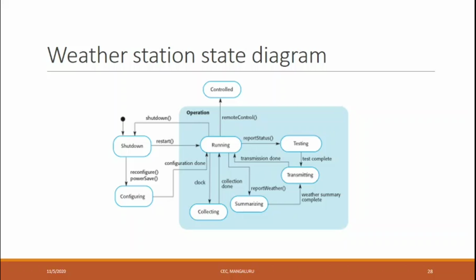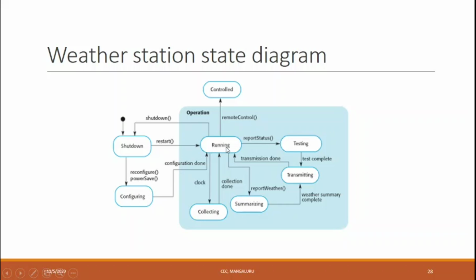This state diagram of the weather station is also important from the examination point of view. So make sure you practice this diagram. Practice makes perfect. So one is shutdown and configure, and that is the initial state. Then the shutdown operation, that is restart or configure, power save.